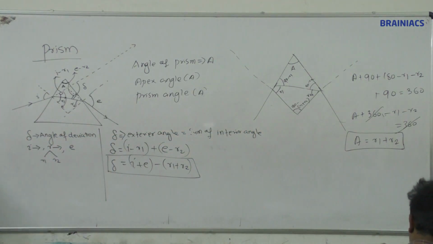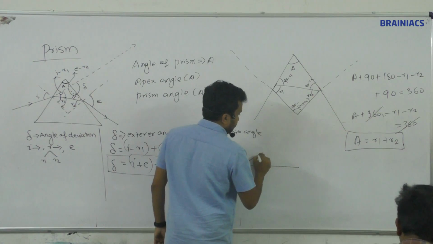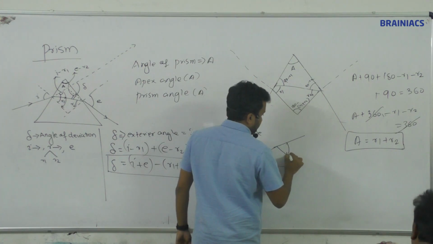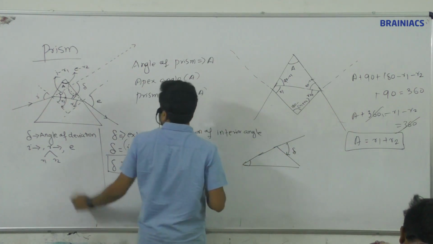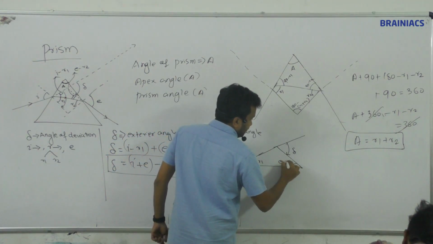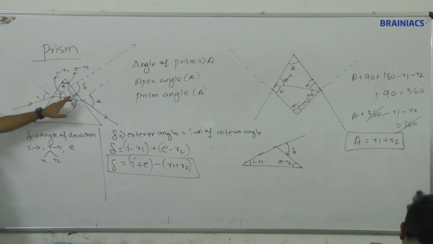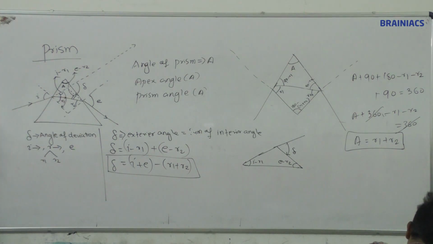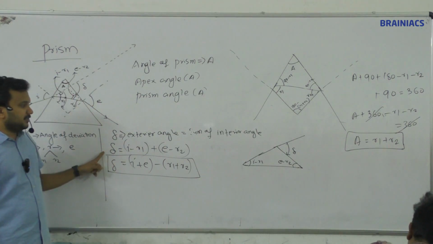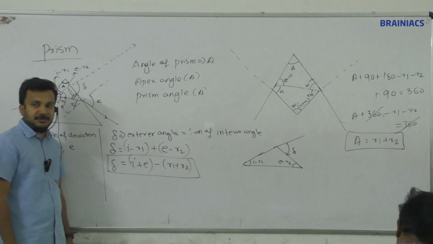Then you have to draw a small diagram like this. This is called delta. This is I minus R1 and this is E minus R2, the interior portions we drew there. Then write delta is equal to I minus R1 plus E minus R2. Delta equals I plus E minus (R1 plus R2).